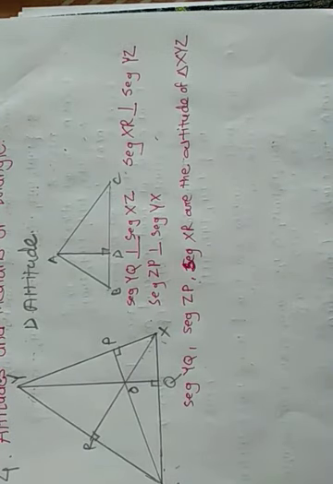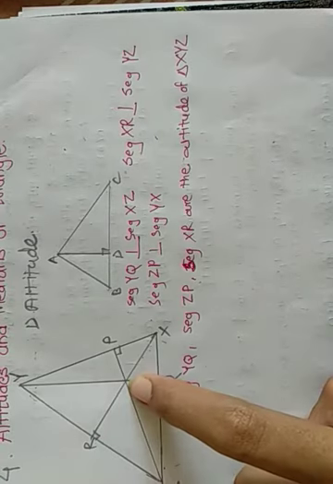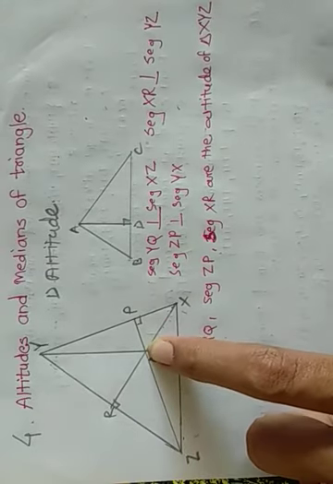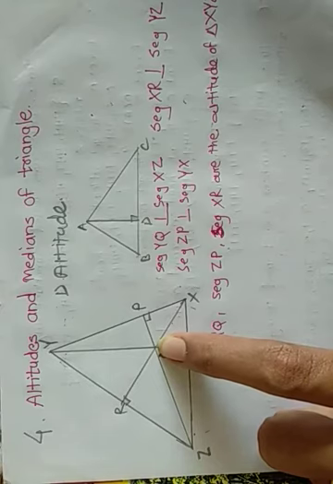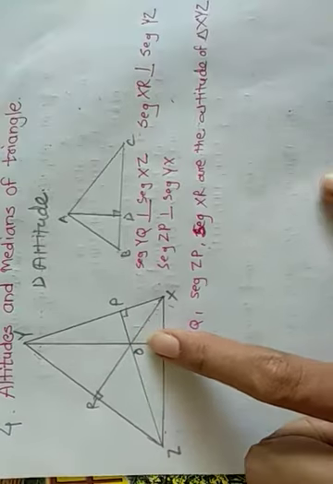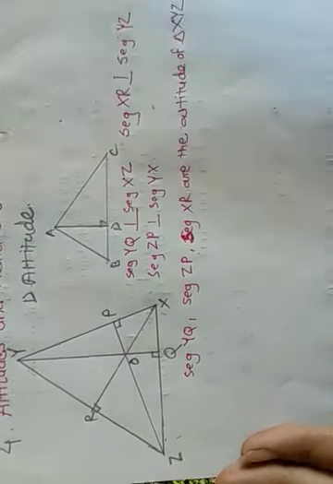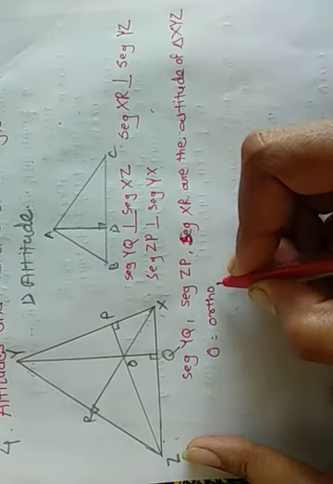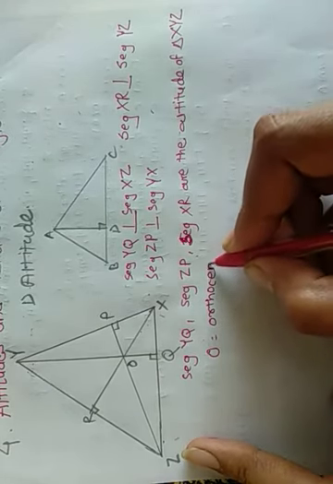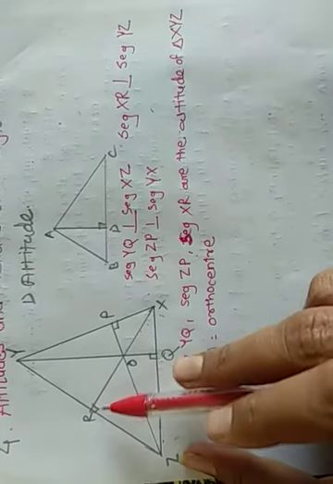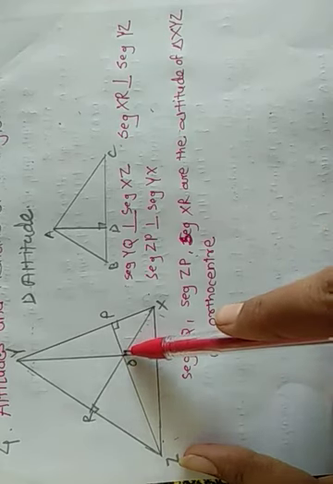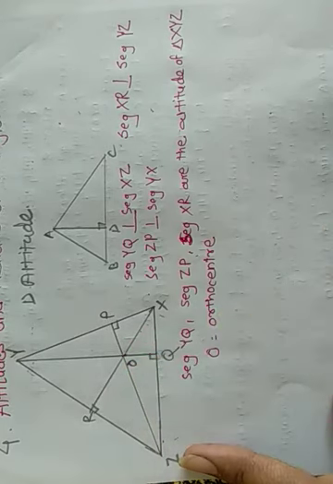Here note that the three altitudes are concurrent. Concurrent means they meet in one point. These three altitudes meet in one point, so these altitudes are concurrent. The point of concurrence is called the orthocenter of a triangle. It is denoted by letter O. Orthocenter means where these three altitudes meet in a single point. That point is called the orthocenter. This is denoted by O.